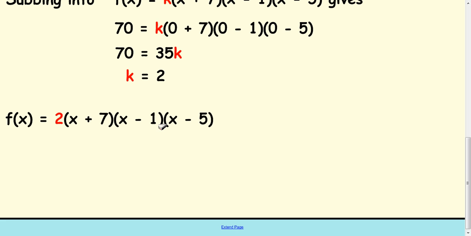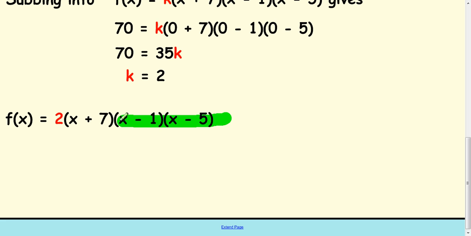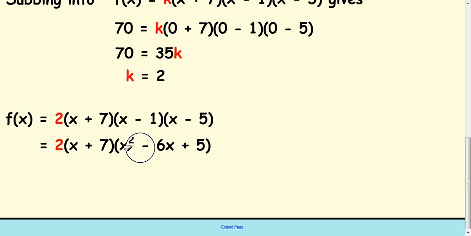Now don't leave it like this, we need to multiply this out. The easiest way to do this is to multiply these brackets out first, just like a trinomial. To form a trinomial, so x squared, then minus x, minus 5x is going to give minus 6x, and then a plus 5 at the end. So leave the 2 and x plus 7 and multiply that out there.